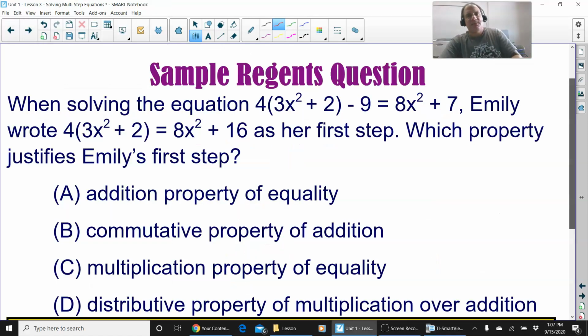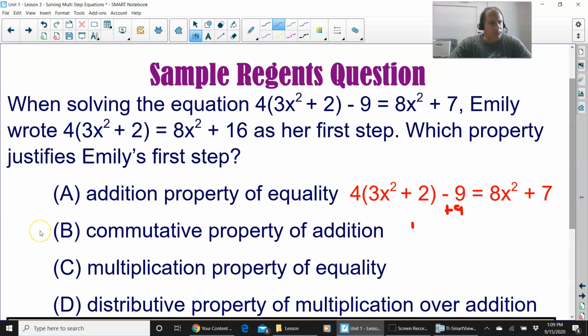Here is a sample regions question, and sample regions questions are fun. All right? When solving an equation 4 times 3x squared plus 2 minus 9 equals 8x squared plus 7, Emily wrote 4 times 3x squared plus 2 equals 8x squared plus 16 as her first step. Which property justifies Emily's first step? Go ahead, write it down, take that first step, see what Emily did, and choose one of those choices. Press pause now.